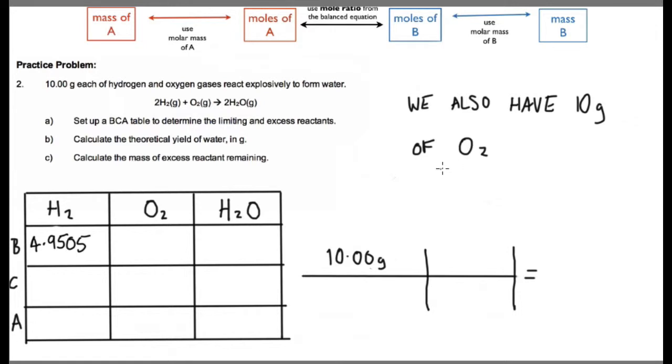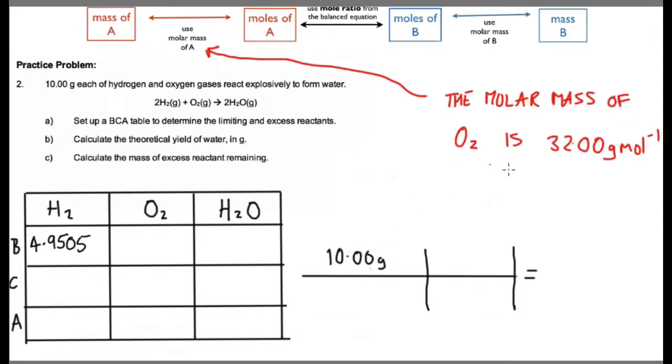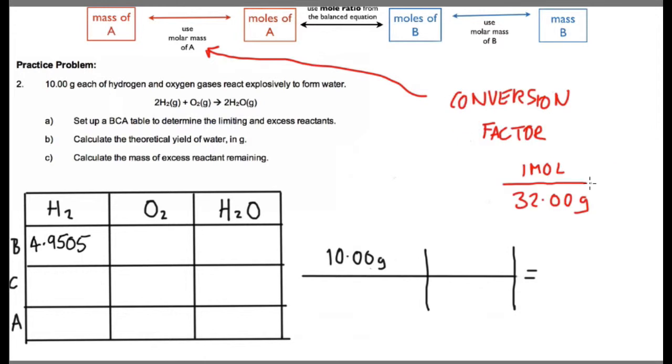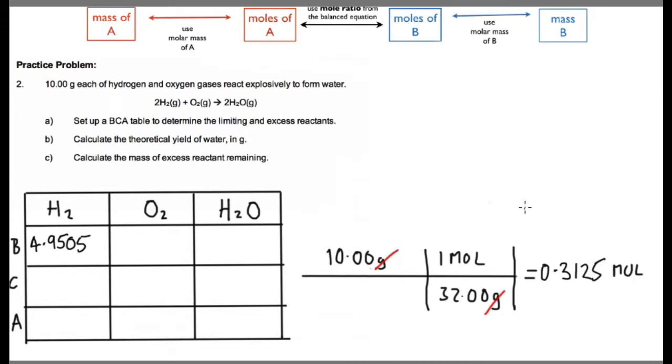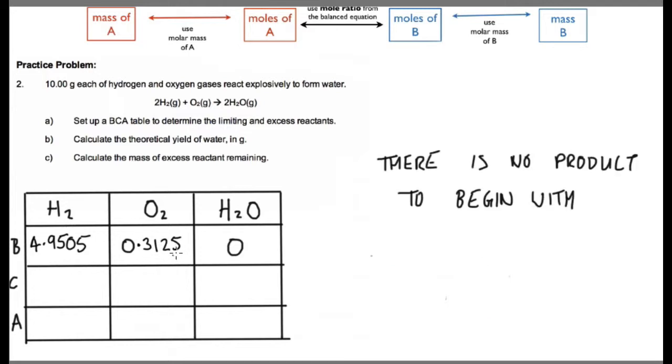Let's see, for the oxygen, we've also got 10 grams. The molar mass of oxygen is 32.00. The conversion factor we shall use, 1 mole over 32 grams. Remember that moles will go on the top. That's what we're trying to find. And it gives us 0.3125 moles. I'm going to put that in there. So this is what we are starting with. 4.95 moles of hydrogen and 0.31 of oxygen. And there's no product to begin with, so we'll stick that in too.